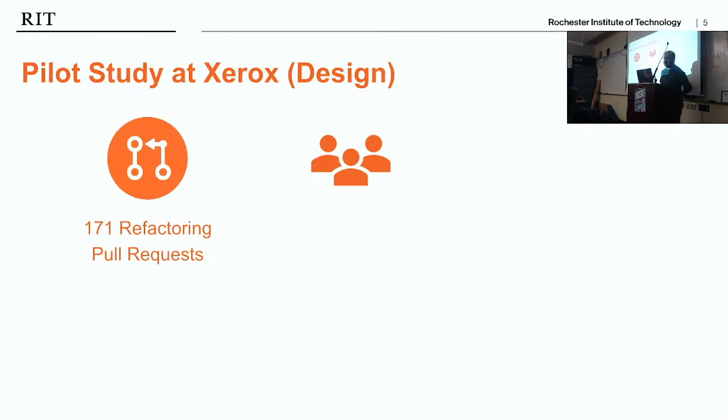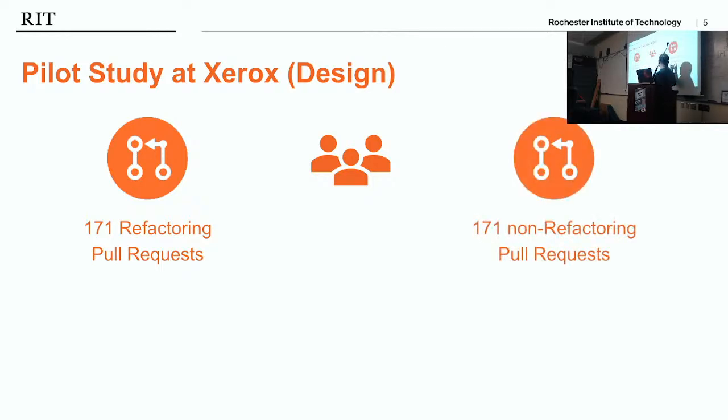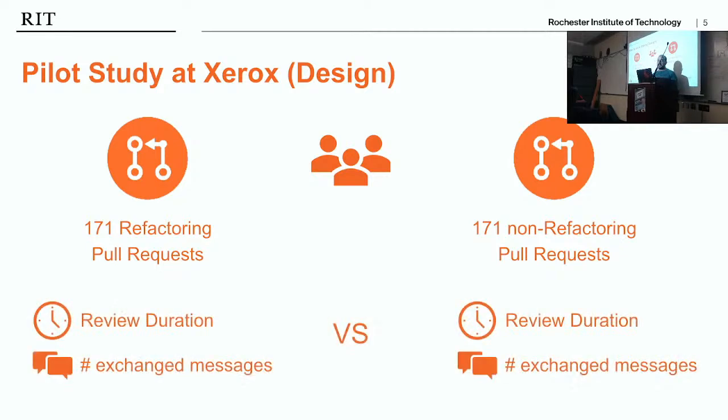we took 171 refactoring pull requests from the Xerox repository for that year, and we identified all the code authors, the developers who did those changes on those refactoring requests. We also selected another 171 non-refactoring pull requests done by the same people, okay? And then we compared them in terms of what? How long it takes them to get a decision, either to get approved or denied, right? And also how much discussion happened between the code authors and the reviewers before making a decision, right?